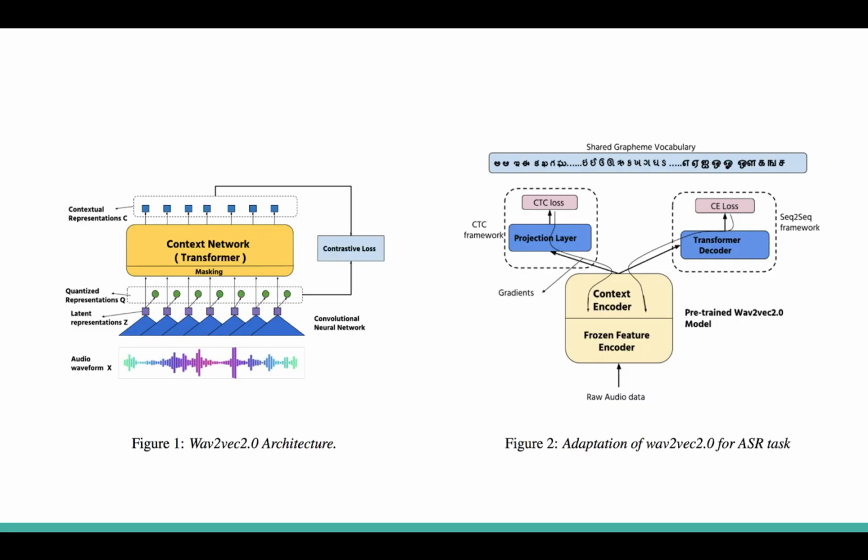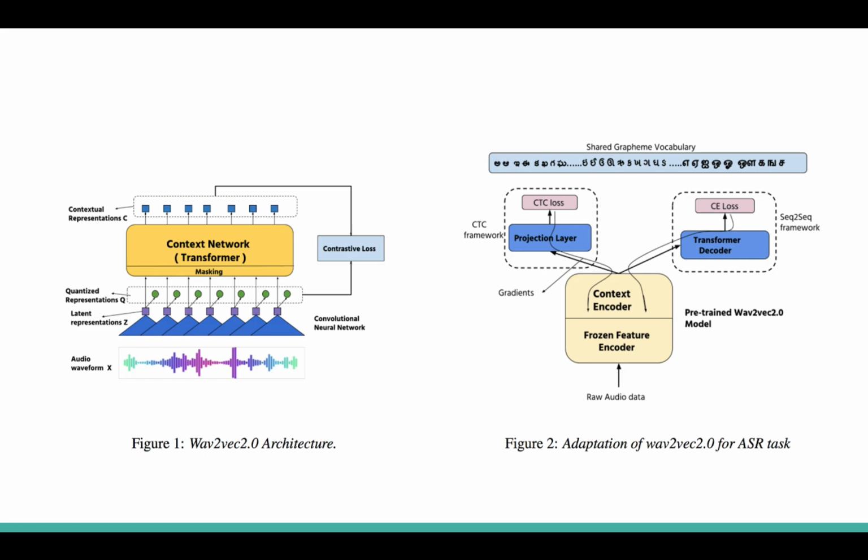In this picture, the figure on the left shows the Wav2Vec architecture. It consists of a feature encoder, context encoder, and a quantization module. The feature encoder takes a raw audio waveform as input and produces a sequence of latent vectors Z. The context network is a 24-layer transformer and it takes the masked version of Z and generates contextual representation C. The pre-training is done using contrastive loss.